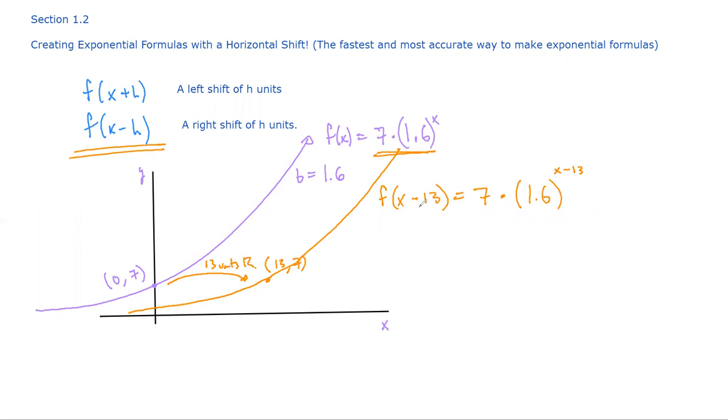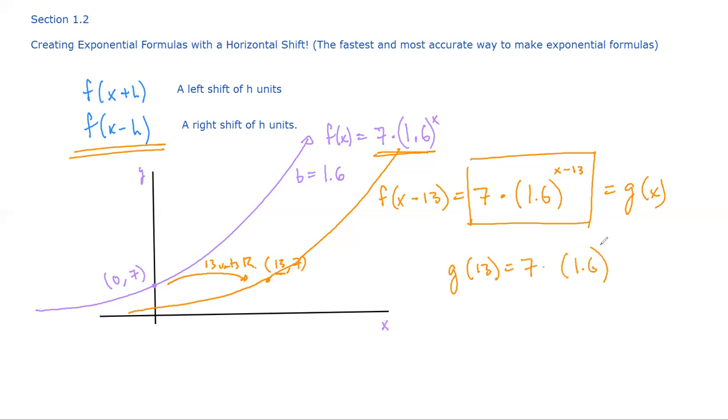Now, what's fantastic about this formula right here is, and let's call it g of x for just this orange function, the thing is, when I put 13 in for g, a 7 better come out. And so let's take a look. G of 13 is equal to 7 times 1.6 raised to the 13 minus 13. We'll have 7 times 1.6 raised to the 0. And that just gives us 7 times 1, which was exactly what we wanted.